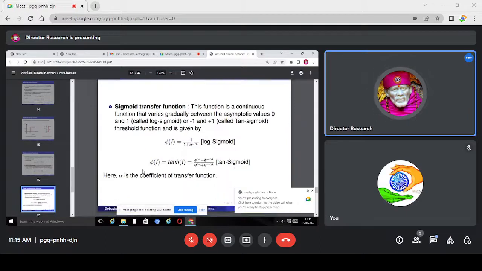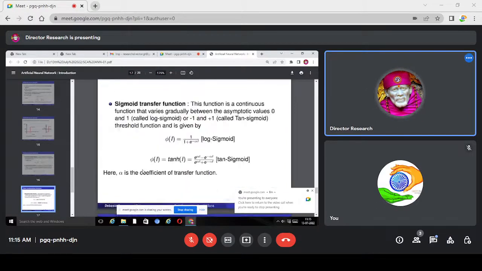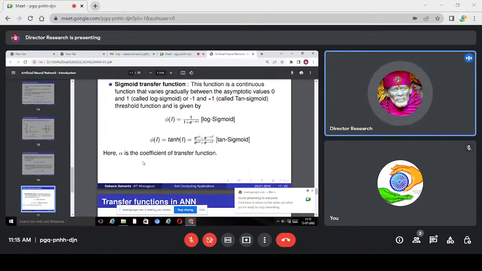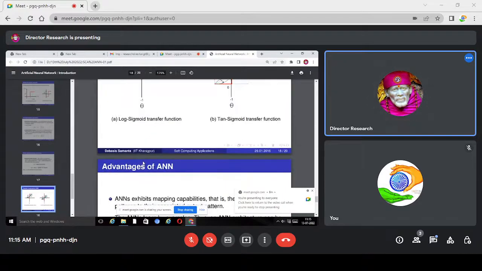Other transfer functions: the sigmoid transfer function. This function is a continuous function that varies gradually between the asymptotic values 0 and 1 for log sigmoid, and minus 1 and plus 1 for tan sigmoid. Just see the log sigmoid and tan sigmoid functions. Phi of I is the transfer function.